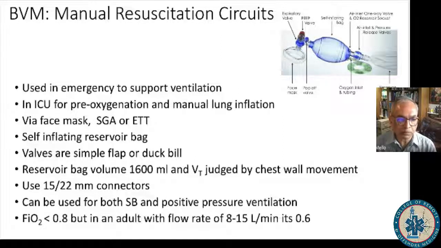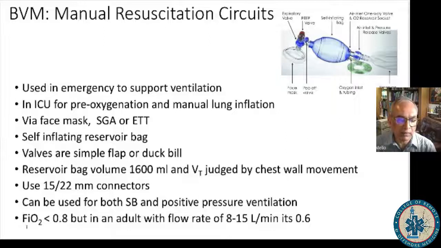It has a self-inflating reservoir bag. The valves are either simple flap or duckbill. The reserve bag volume is about 1600 mils, and the tidal volume is judged by the movement of the chest. It has 15/22 millimeter connectors, so these can be connected to endotracheal tubes. It can be used both for spontaneously breathing and for positive pressure ventilation.